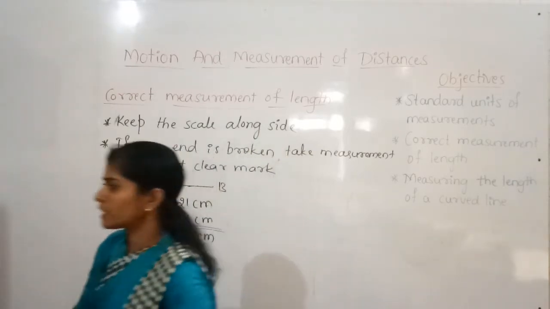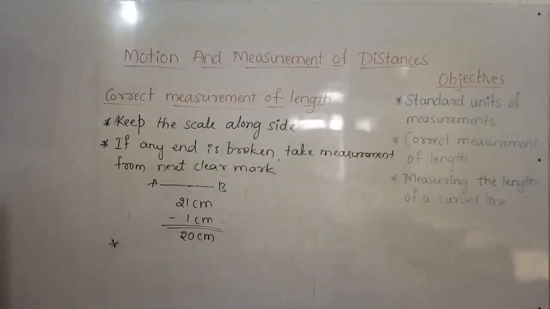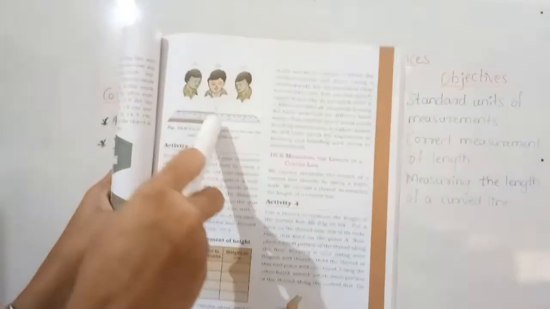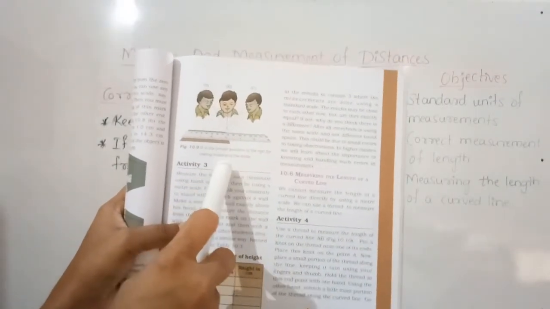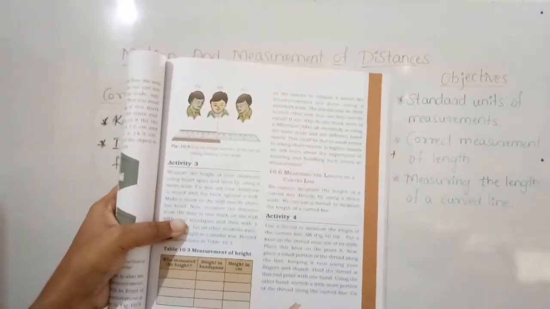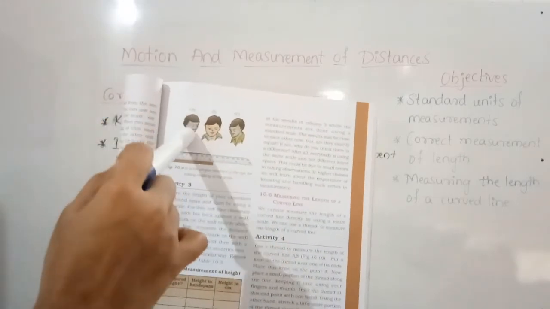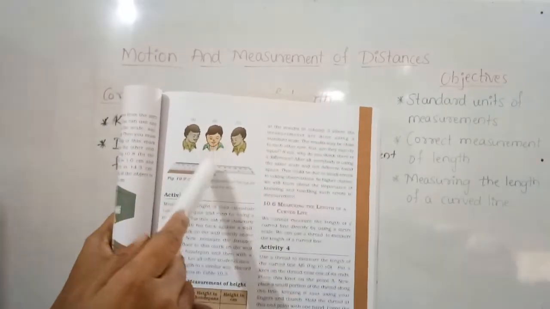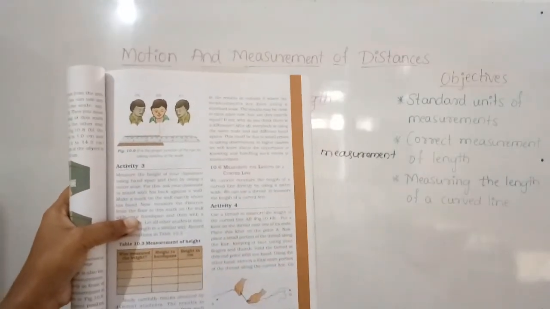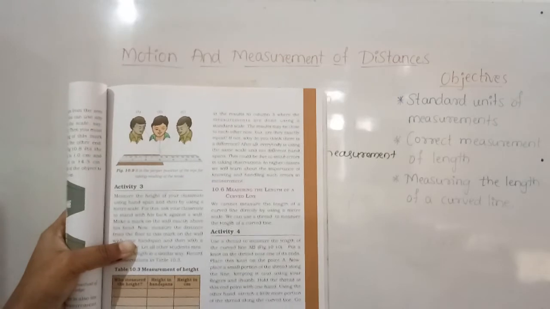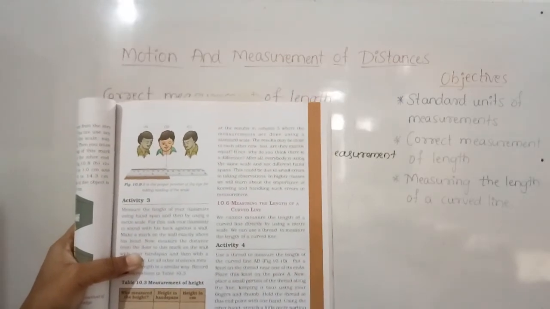Okay, so in your textbook the picture is given, just open page number 101. So you can see the figure 10.9. Here A, B, C, 3 members are there. One is looking from here and C is looking from here, and B is in the front of the scale. So who will get the correct readings now? Yes, B. This is the proper position of the eye for taking the reading of the scale.